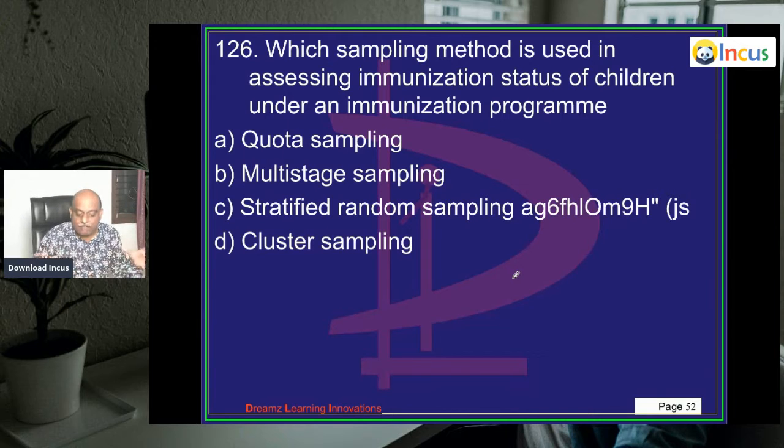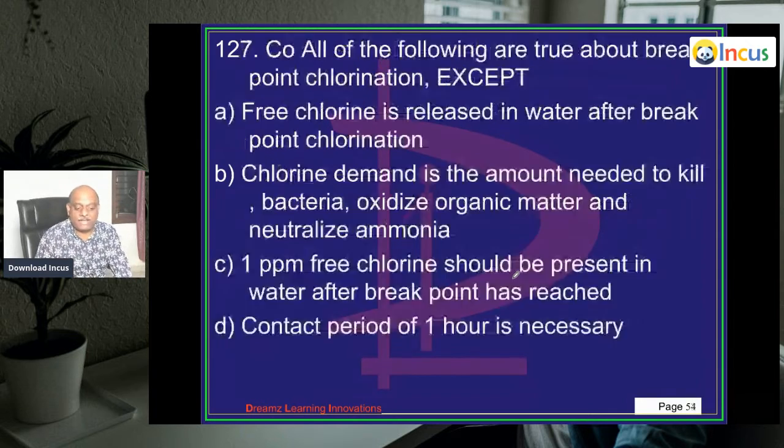So what is the sampling method for assessing the immunization status of the children under the immunization program? It's called cluster sampling. So different methods of sampling, we discussed all those things. It is very important for the examiner.